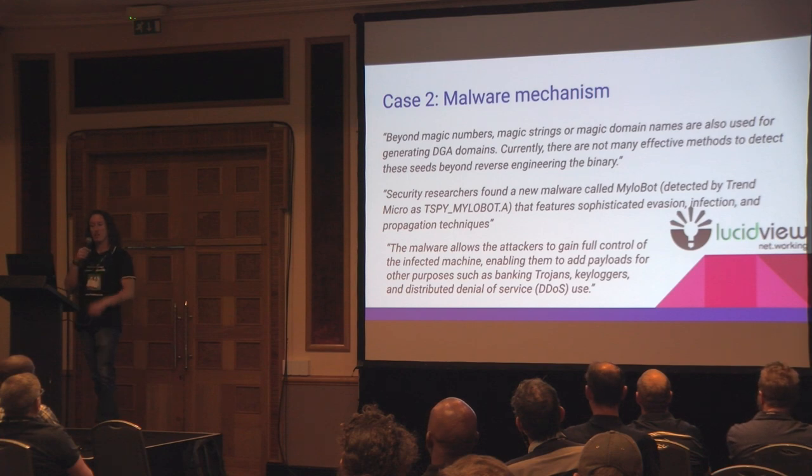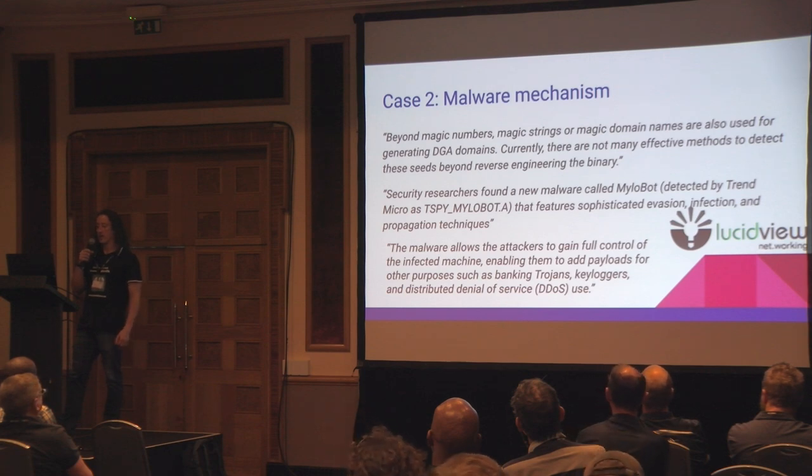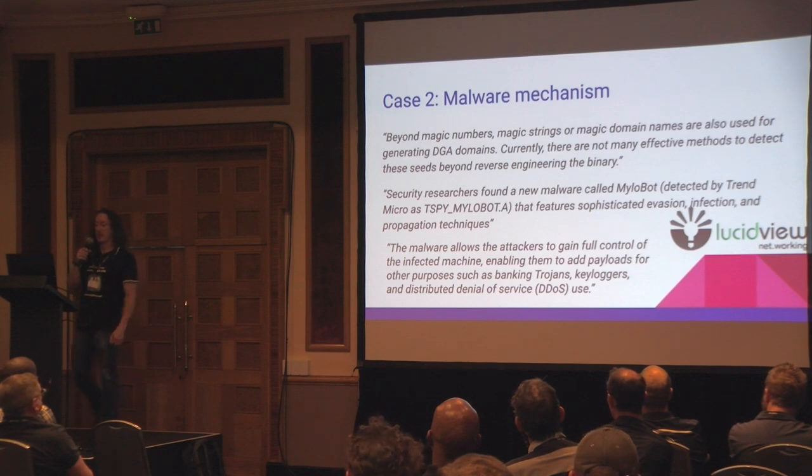Now, even though this malware is called Mylobot, Mylobot is not just Mylobot. Different variants of it come out. It's the same thing. They just find ways of obfuscating this malware. It hides itself from your antivirus and malware scanners and so on. So based on behavior, it's very important to try and pick them up. So Trend Micro picked it up, and it features sophisticated evasion, infection, and propagation techniques.